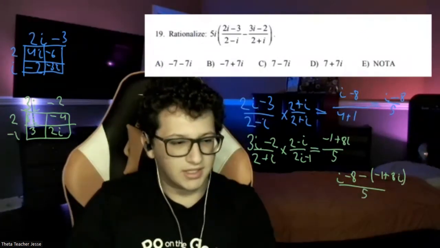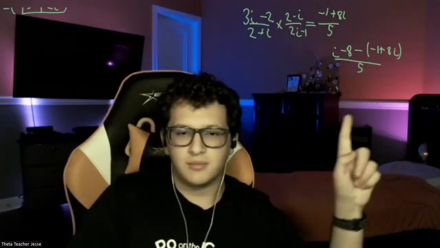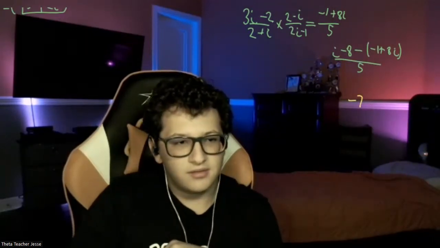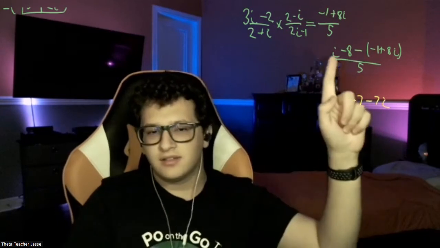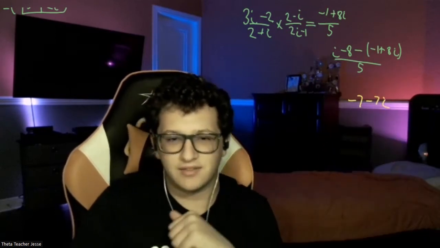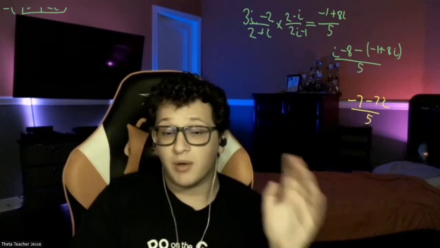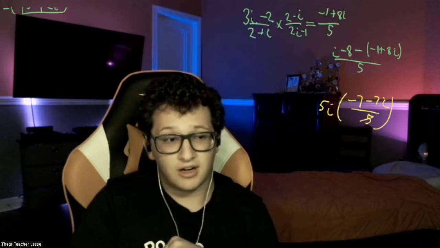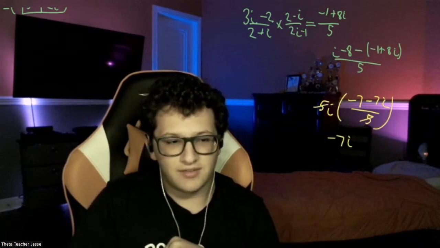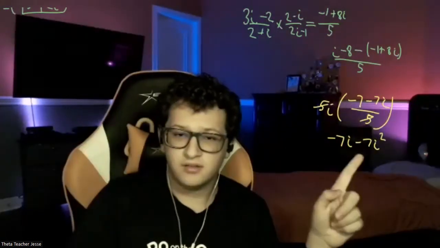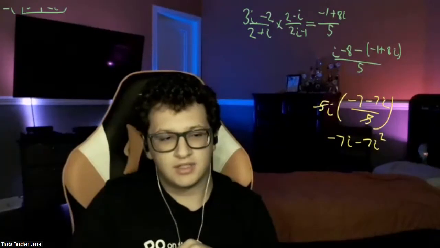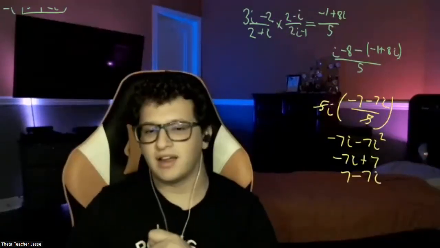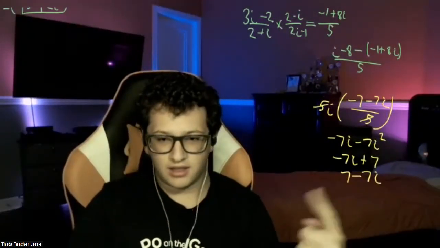This is going to be negative 8 minus negative 1, that'll be negative 7, minus 7i, because notice right here, i minus 8i is negative 7i, over 5. But we're not done yet, we're multiplying by 5i. So 5i times all this. Our 5's will cancel. That leaves us with negative 7i minus 7i squared. But i squared is negative 1. So negative 7i plus 7, or 7 minus 7i. That's our answer. Did anyone send that to me in chat?